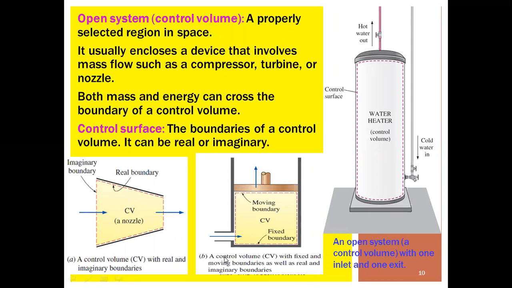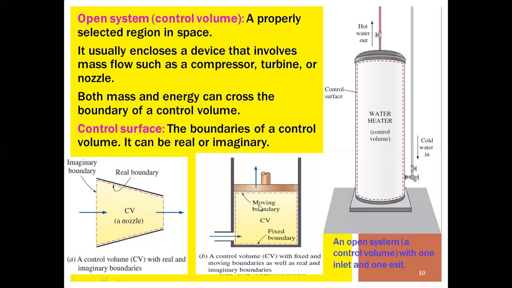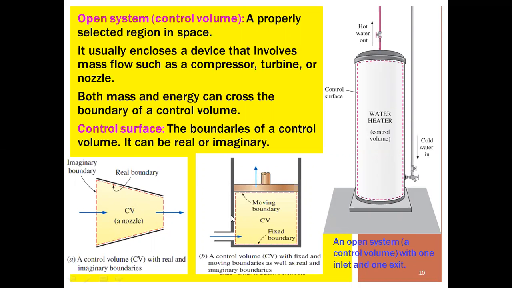Next, B. A control volume with fixed and moving boundaries as well as real and imaginary boundaries. So here what happens, the boundary is fixed, the boundary is movable, and also the moving boundary is also moving as shown in the figure. If you see the blue color portion here, the gas is going in but not going out. It is going in the form of energy, the blue color portion outside. So here the gas is pushing the piston inside the cylinder, it is moving up and down. Inside the cylinder, the piston is moving up and down with the energy transformation taking place.